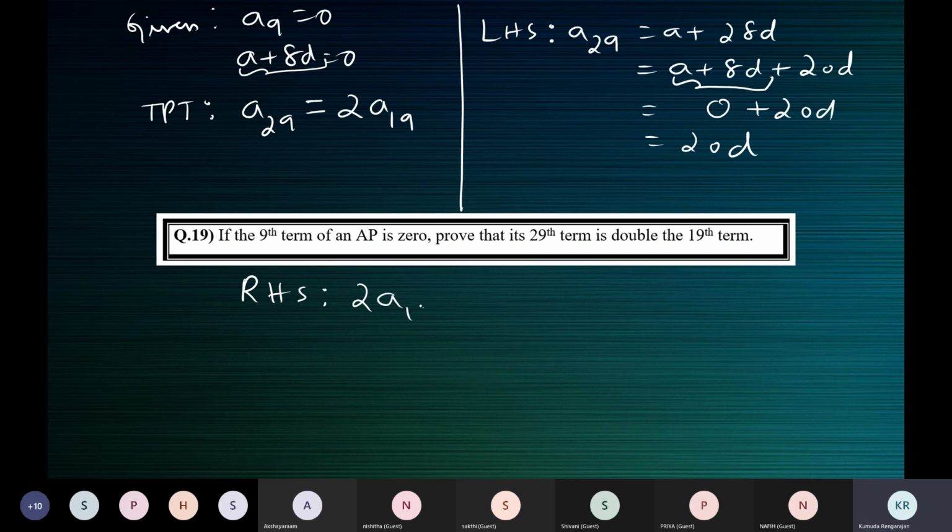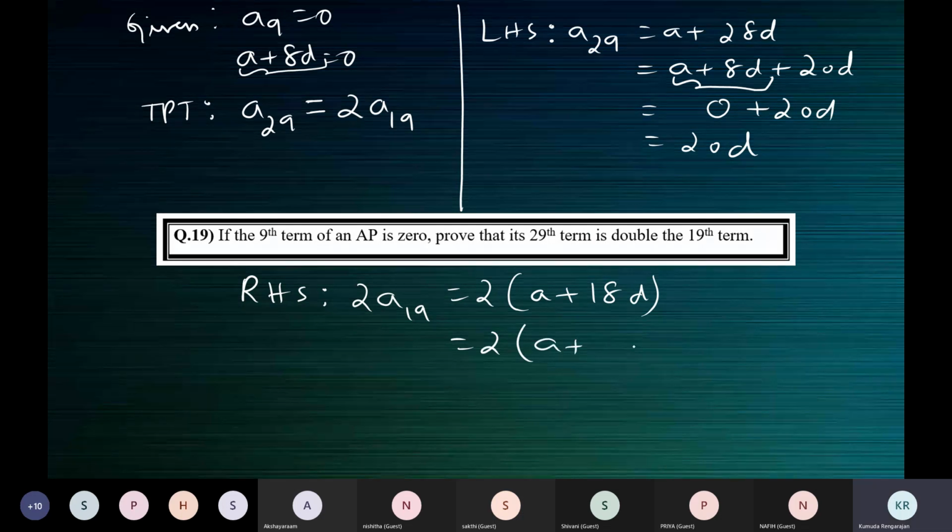Take up the RHS. 2 times A19 is equal to 2 into a plus 18d. So 2 into a plus, tell me how do you write 18d? How do we write 18d, children?